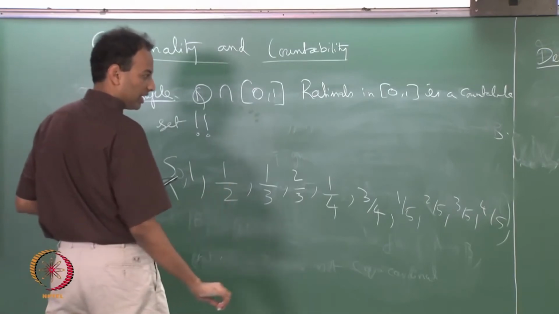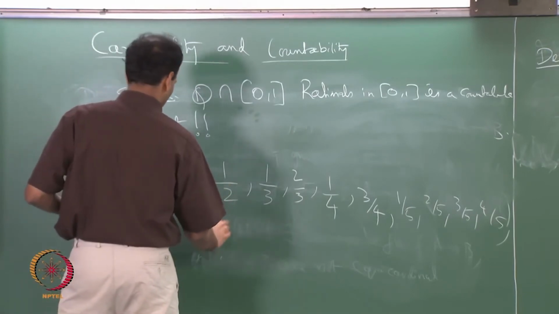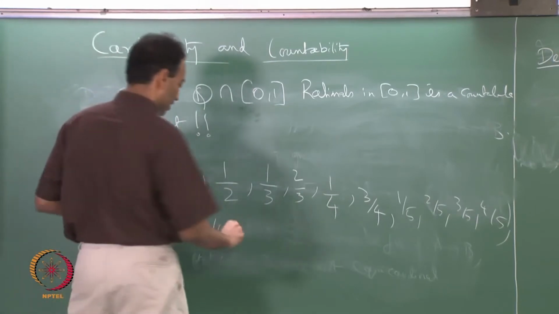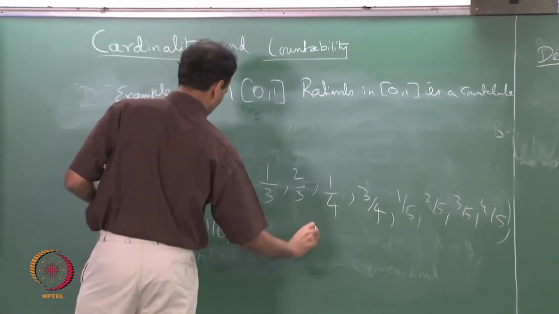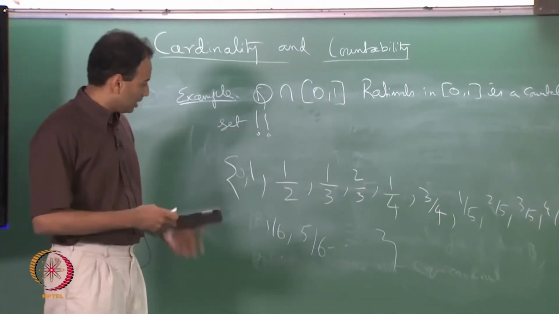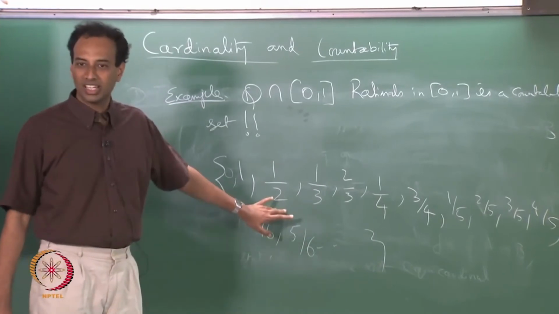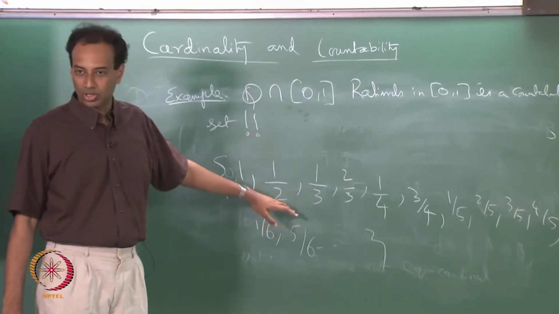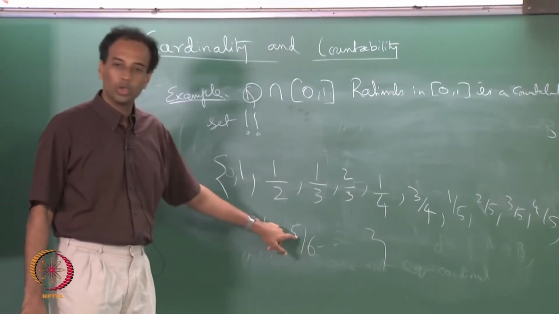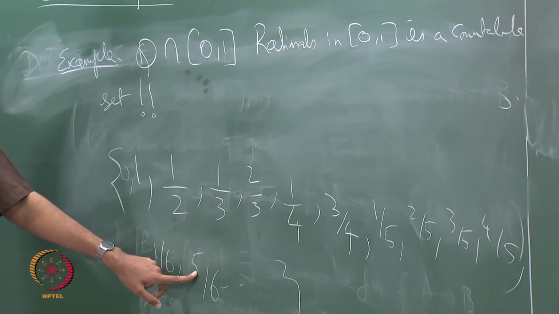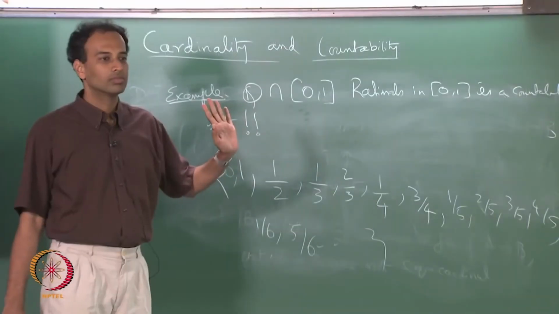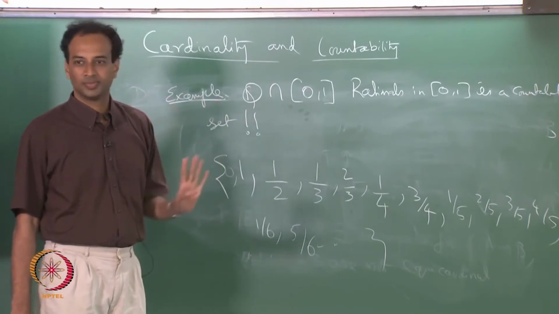5 by 5 is already there, then I have 1 by 6, 2 by 6 is already there, 3 by 6 is already there, 4 by 6 is already there, then 5 by 6 and so on. Okay. So now all you have to show is this listing. I am listing this set out, you see what I am doing, I am increasing the denominator and changing the numerator 1 by 1, and if it turns out that the element is already there, I leave it out. It is a very simple construction.